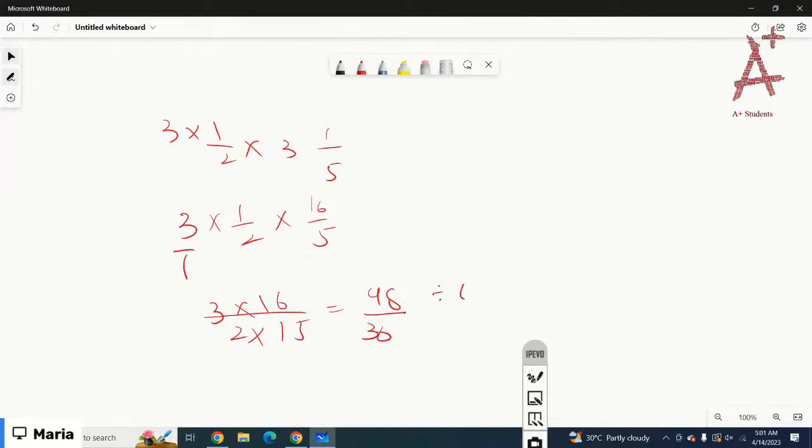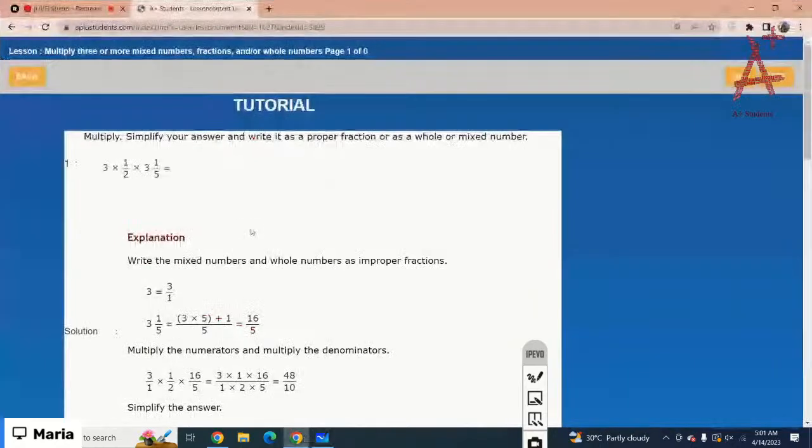Divide them by a common factor, 6. That would be 6 times 8 is 48 and 6 times 5 is 30. Got it? You can divide 8 by 5. 5 times 1 is 5. Here you have 3. So the correct option is 1 whole 3 over 5. Got it?